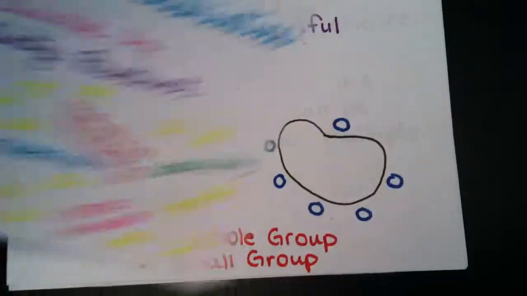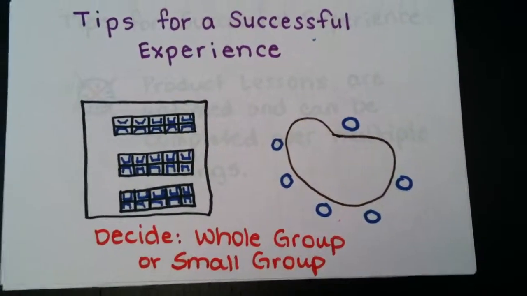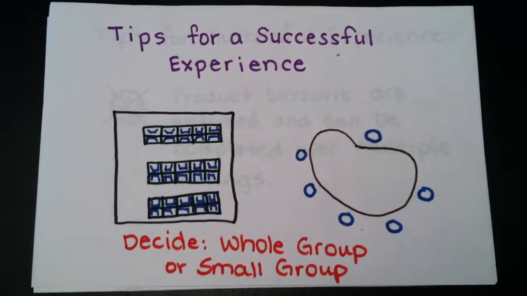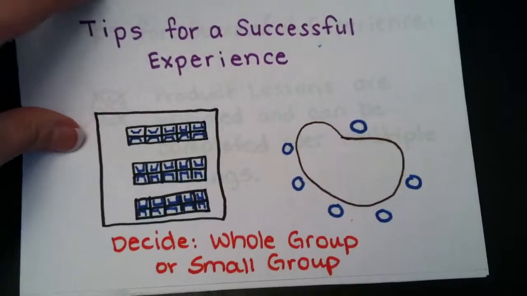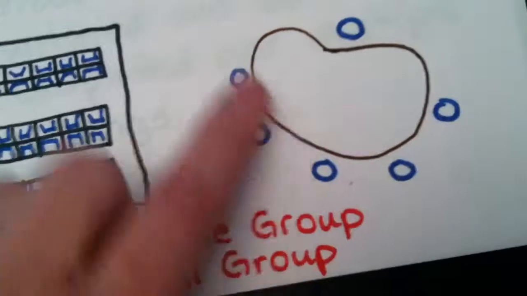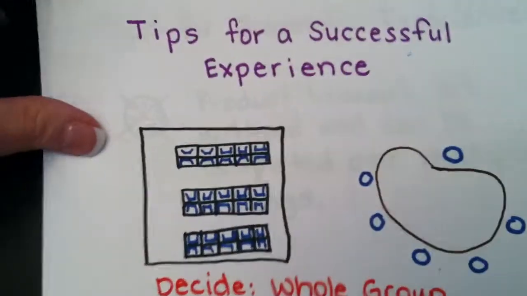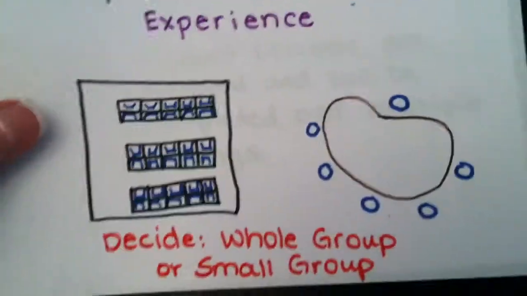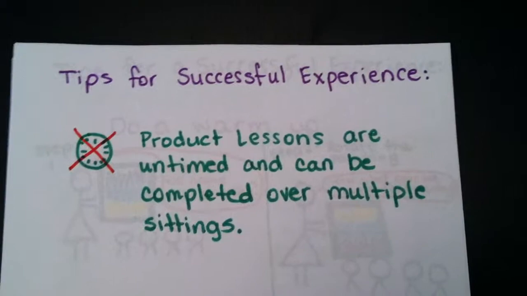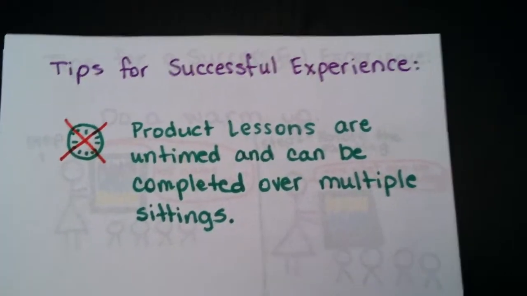Tips for a successful experience. Decide, do you want to do this with your whole group or a small group? Those are the little test blockers, offices. And then there's a small group. They have plenty of room to work individually. Product lessons are untimed. They can be completed over multiple sittings.